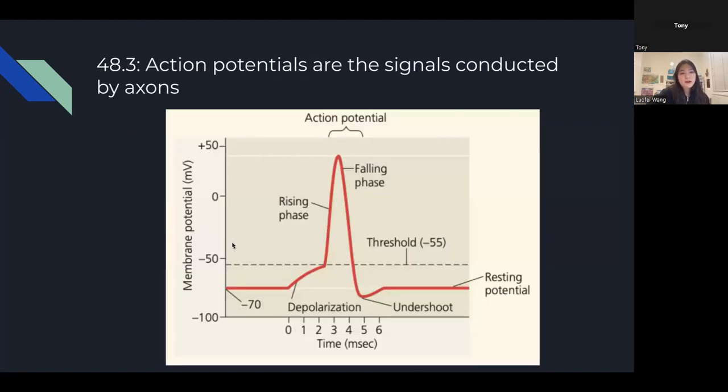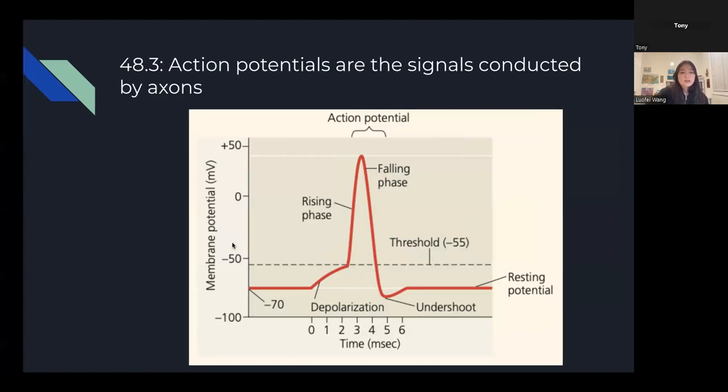Okay, so these ion exchanges and ion channels cause action potentials, which are the signals that are conducted by axons and passed on to neurons. In the neuron membrane there are gated ion channels that open or close in response to a stimulus. They're usually closed, but when there's a stimulus they open up. Opening and closing change the membrane permeability to certain ions, which causes a really rapid change in the membrane potential.